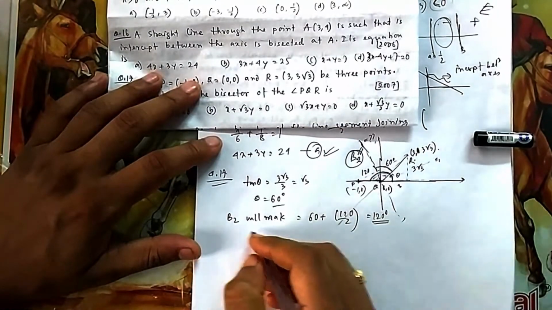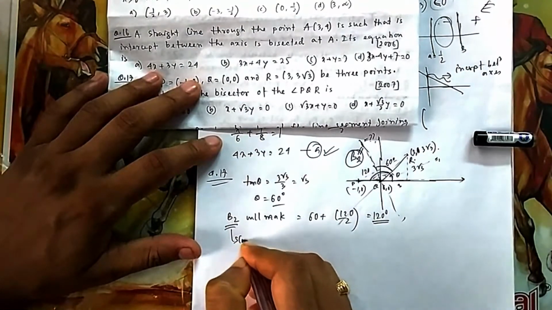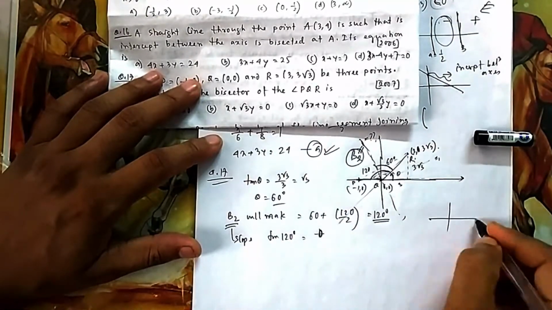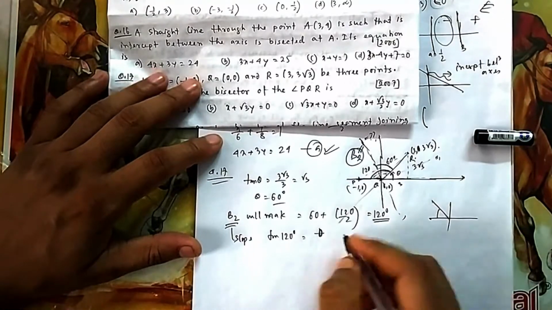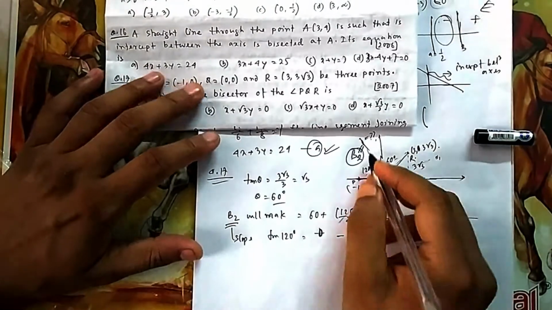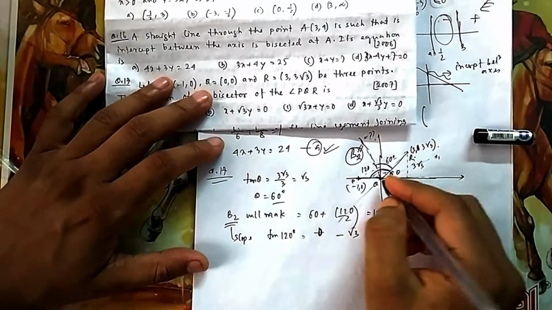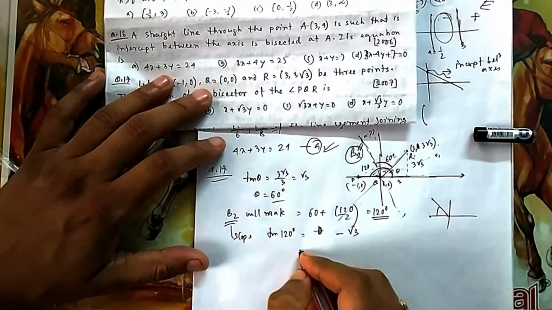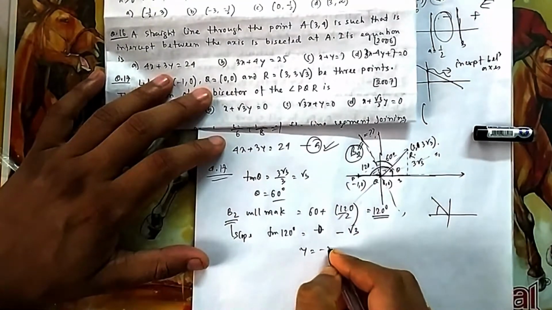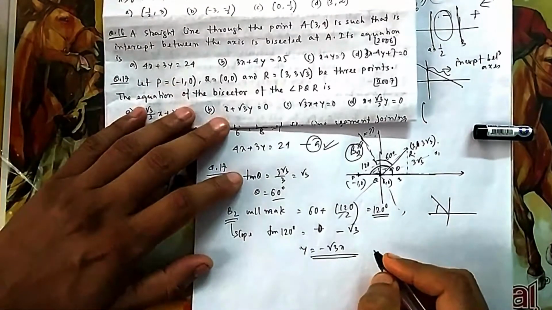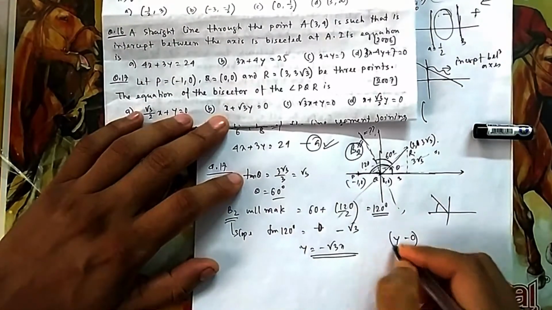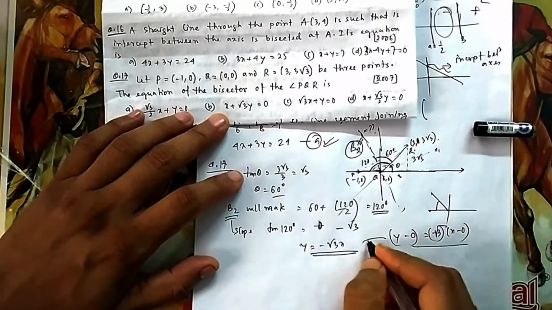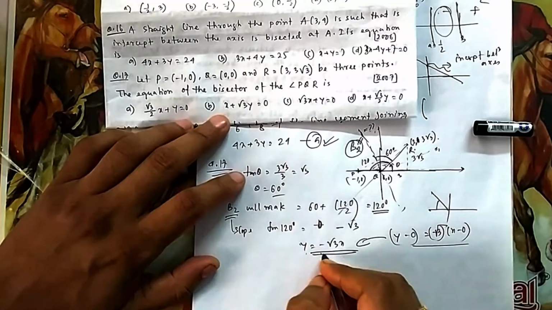So the slope of this line B2 will be tan 120. What is tan 120? That is minus tan 60, minus root 3. So you know the angle of this line B2, and you know this point, because B2 is passing through 0, 0. So what will be the equation of the line? Because it is passing through 0, 0, you can directly write y equal to minus root 3 x. That is the answer. Or you can use the formula y minus y1 is equal to m times x minus x1. Same thing, you will get this one. That is your option y plus root 3 x equals 0.